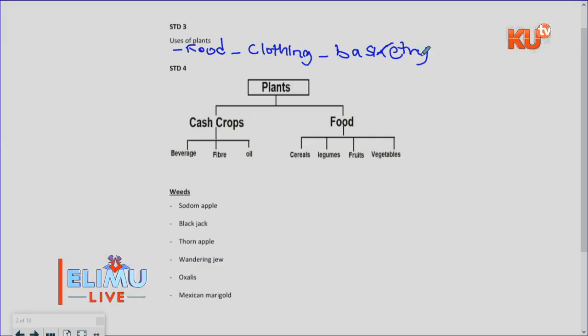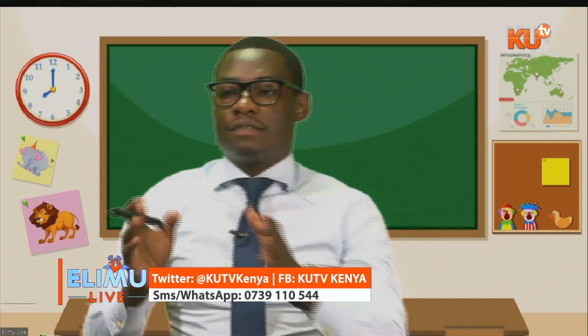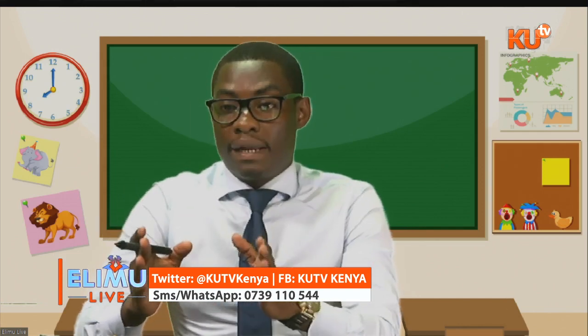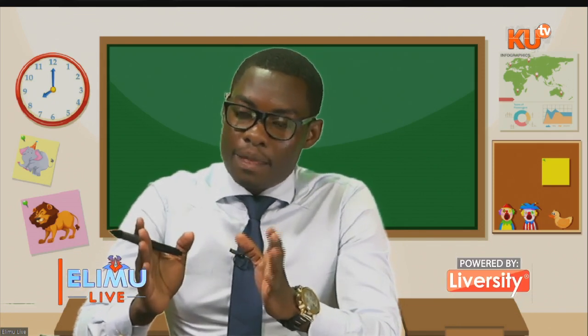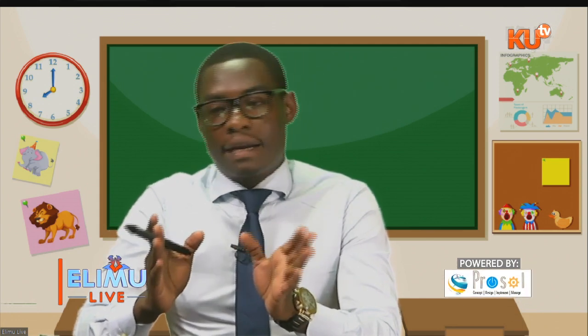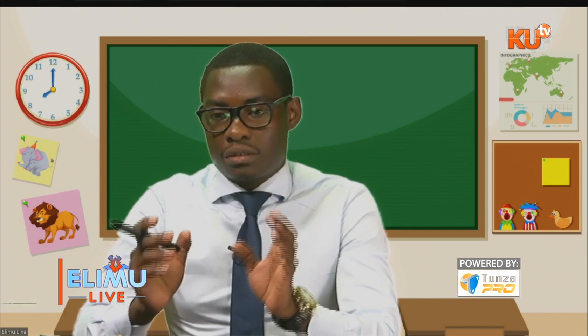Now we come to class 4, what you learn in class 4. At this point, you have to pay much attention because several questions in exams come from this part. In class 4 plants, we classify plants, and classification is placing things according to similarities and differences. So in class 4, we classify plants according to cash crops and food crops. As the word suggests, cash and food.